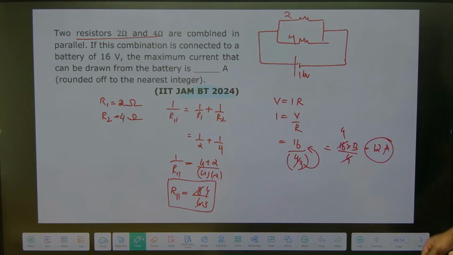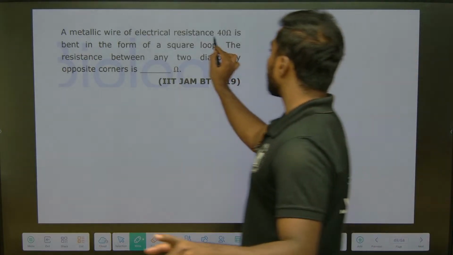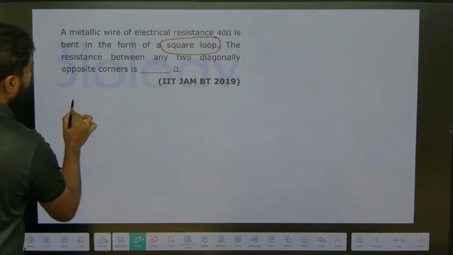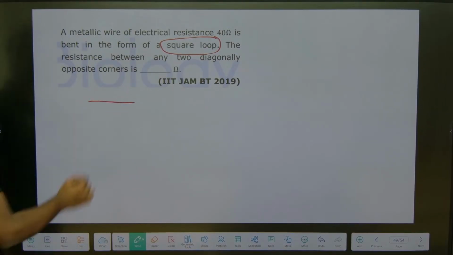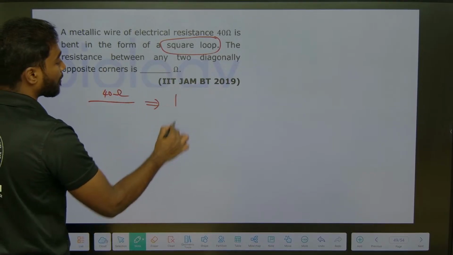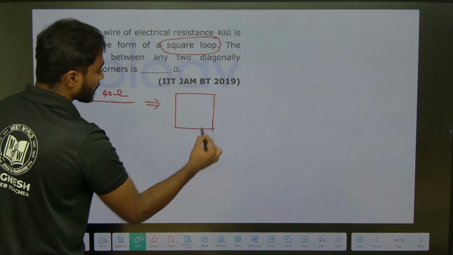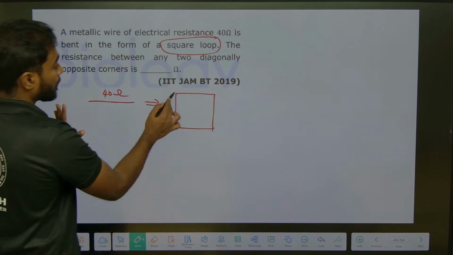So the next question is, a metallic wire of electrical resistance 40 ohm is bent in the form of a square loop. There is a metallic wire of electrical resistance 40 ohm, and they have bent it in the form of a square. So the resistance between any two diagonal points, they are asking, either I can take it like this or like this.